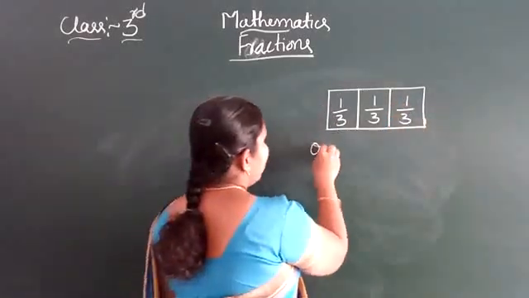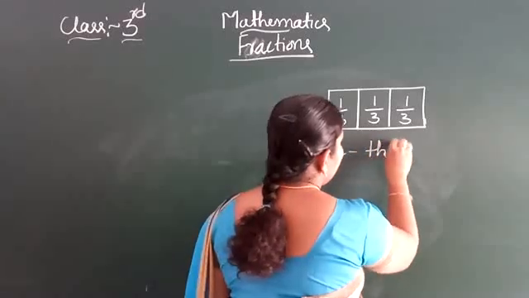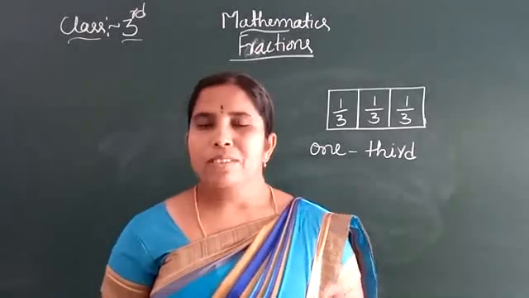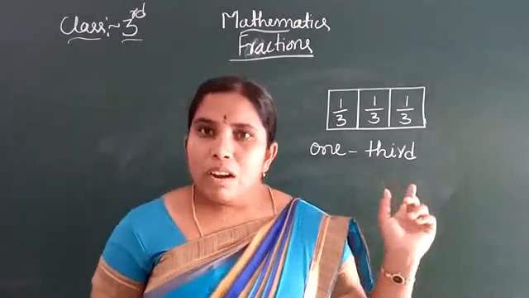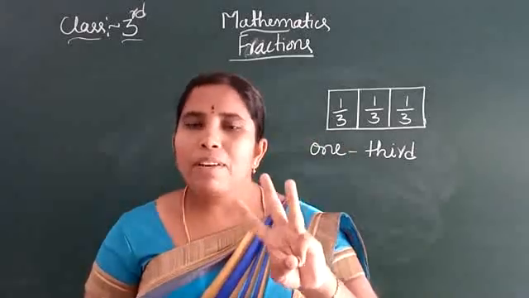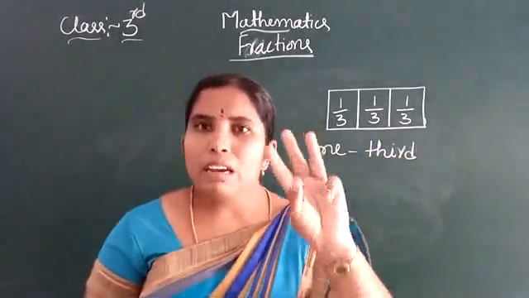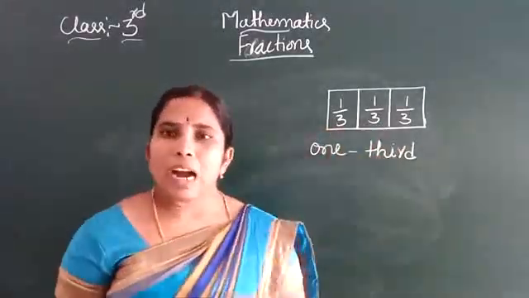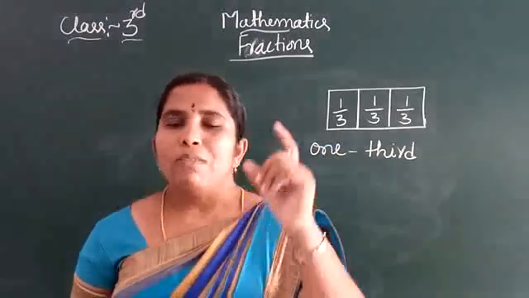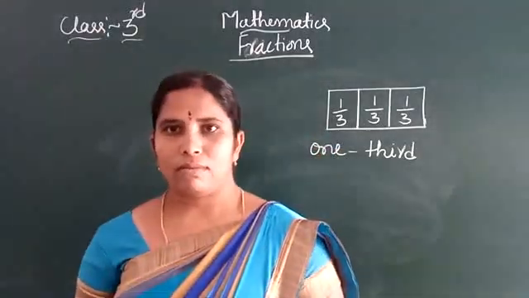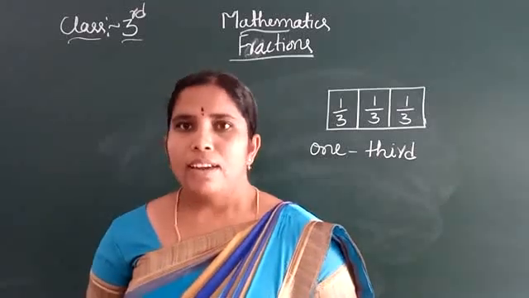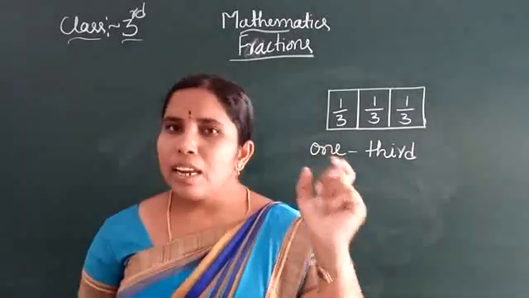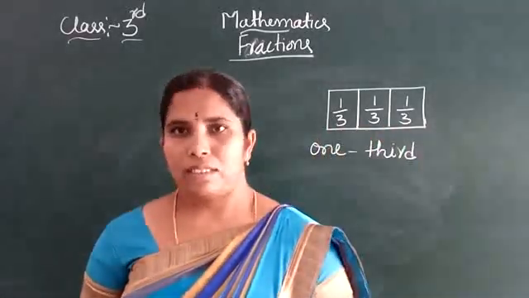Okay. So 1/3. Do you understand? So we can divide 1 whole into 3 equal parts. This divides 1 whole into 3 equal parts, and each equal part is called 1/3. And it is read as 1 by 3 also: 1 by 3 or 1/3.